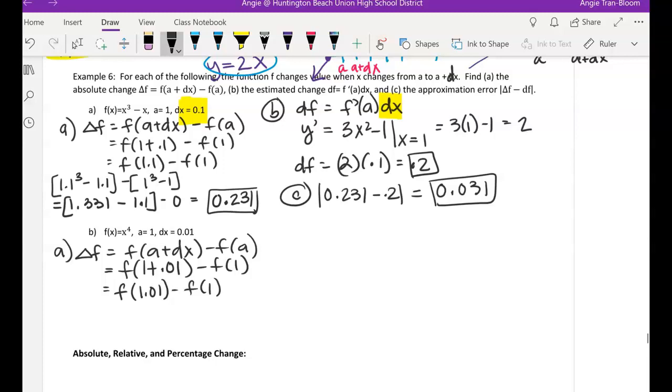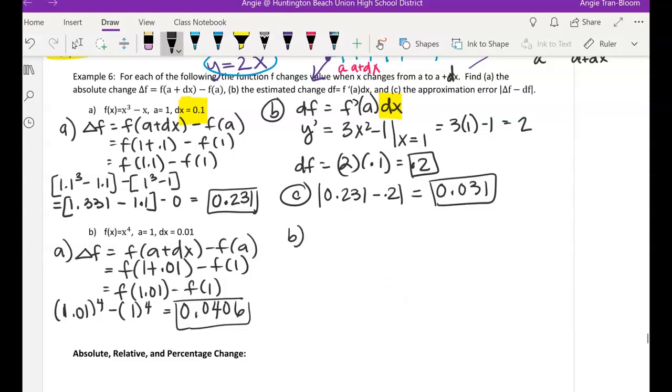So here we go. 1.01 to the fourth minus 1 to the fourth. This is going to give me 0.0406. Even though I didn't tell you how to round, it's such a small number. When it's a small number, you want to carry out enough so we can understand the difference.